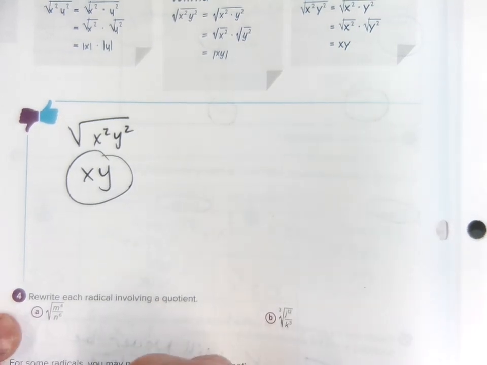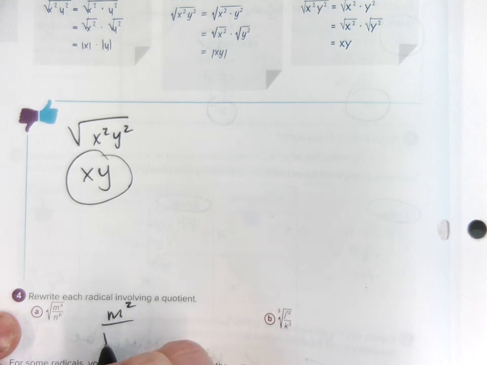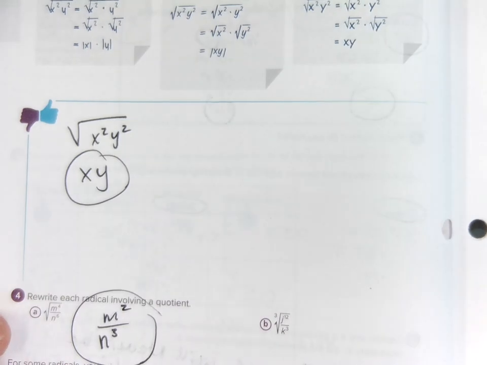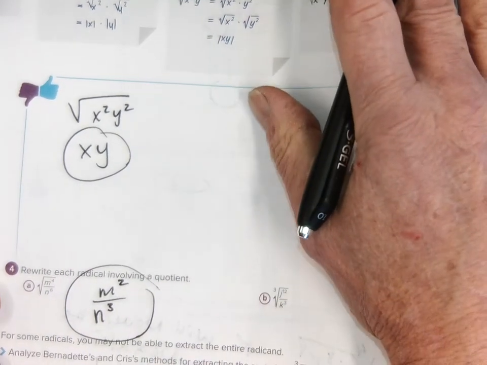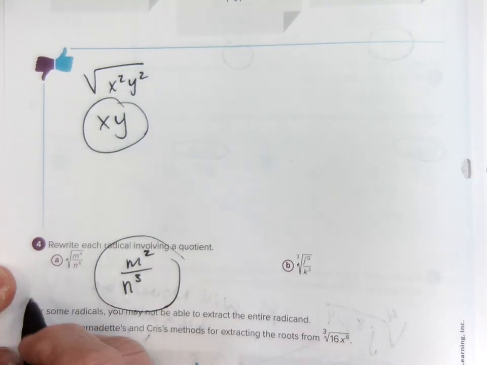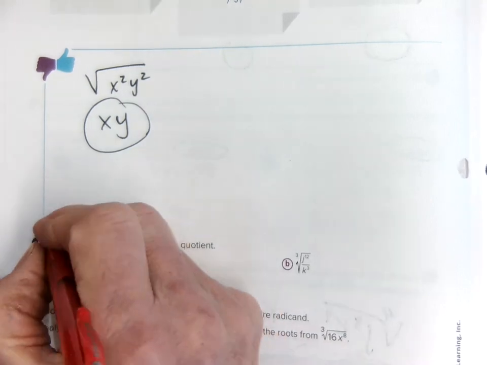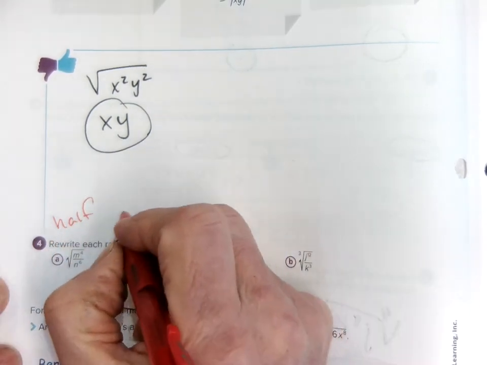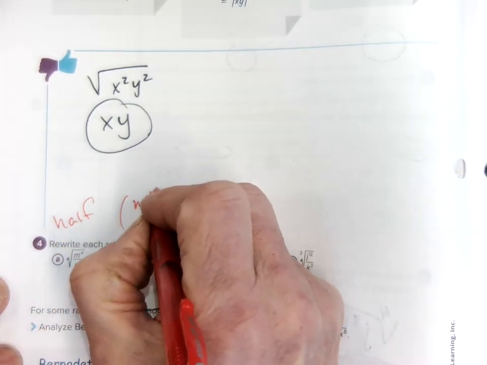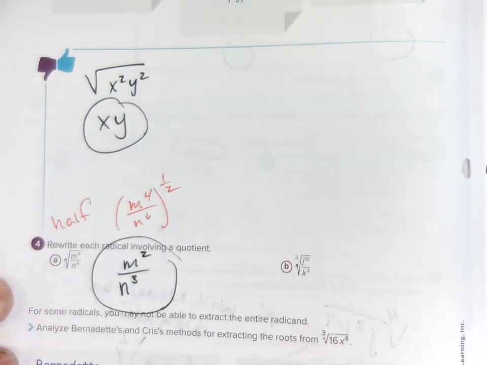Let's jump down to 4. How about m squared over n cubed? Okay, you all right with that? I took half the exponent, remember? Half, because it's the same thing as m4 n6 to the 1/2 power, right?